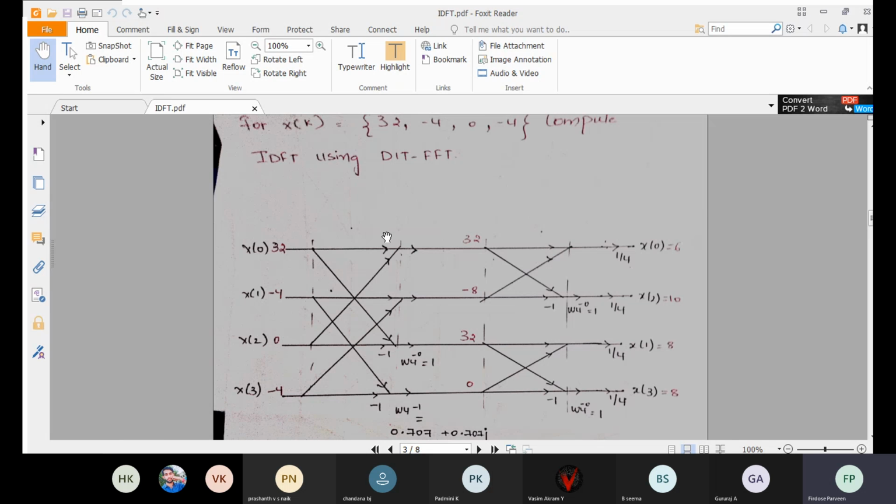So here what you will be getting from the formula is 32 plus 0 at this point, so you'll be getting 32. Again here 32 minus 0 into 1, so you'll be getting 32. Same thing here, minus 4 and minus 4, so what will we be getting? Minus 8. Then minus 4, this minus into minus becomes plus. So W4 to the power of minus 1 is what?